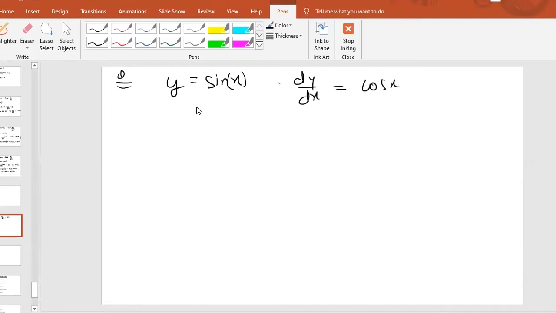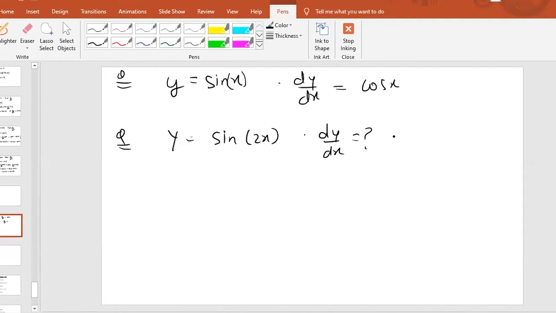Now, if I give you one example, y equal to sin x, differentiation of y with respect to x will be cos x. That we all know. Why are we able to do this? Because inside the sine we have x, and we are differentiating with x. So the answer is cos x. But if y equal to sine of 2x and you have to find dy by dx, inside the sine we have 2x, but we are differentiating with x. How to solve this type of problem?